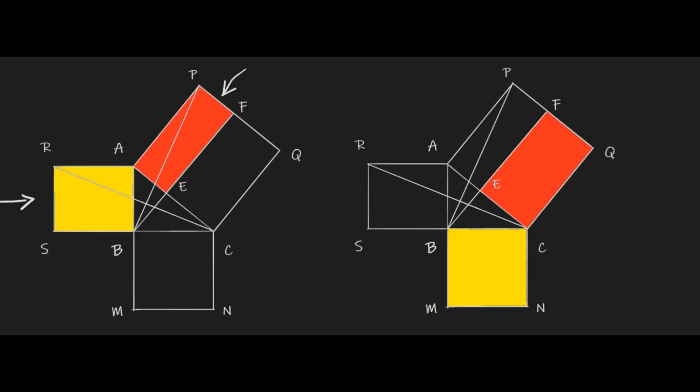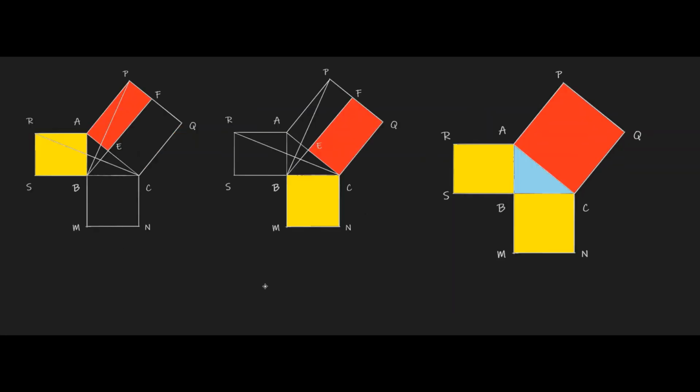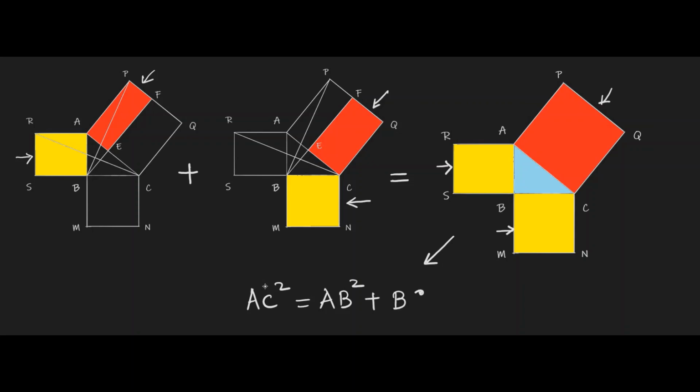In the same way, we can prove that the area of the yellow square BCMN is equal to the area of the red rectangle FQCE. If we combine these two results, we find AC square is equal to AB square plus BC square. Proved.